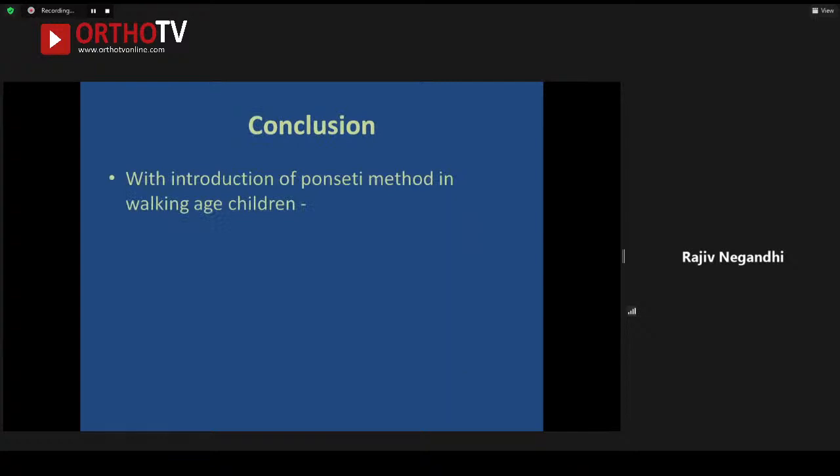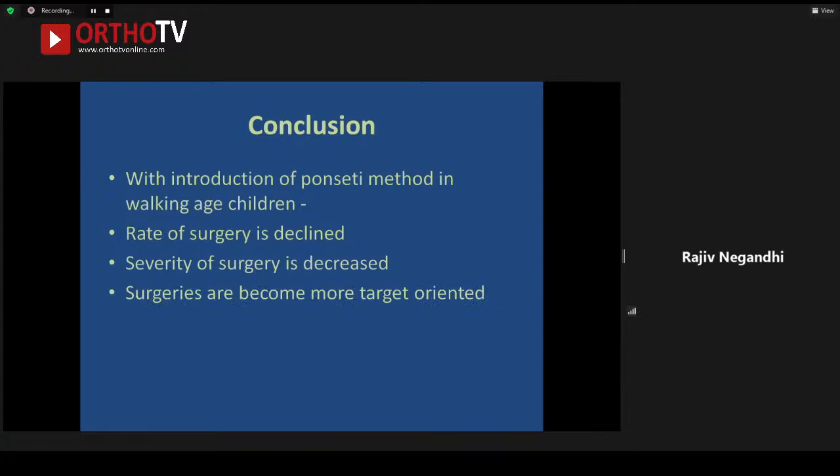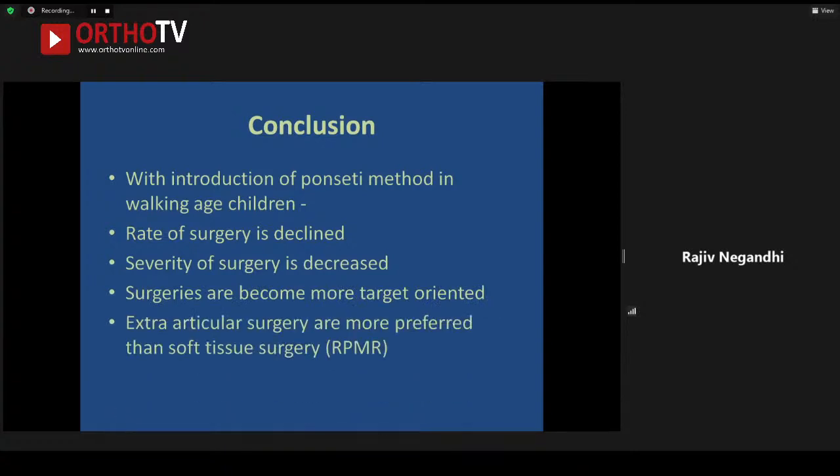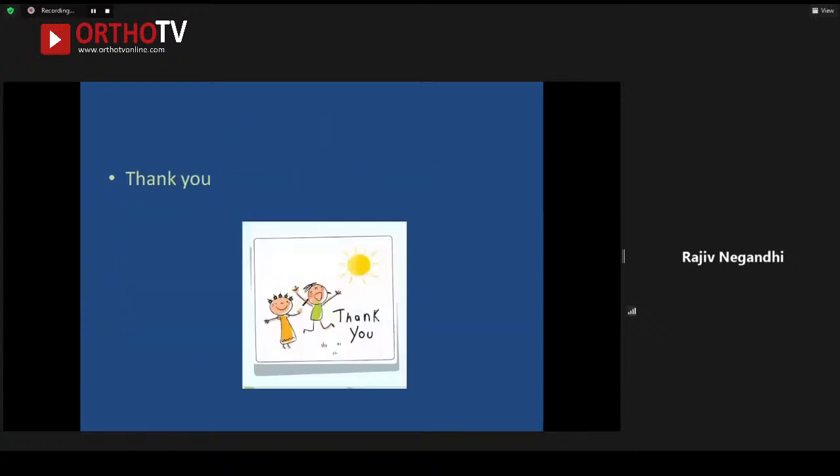So to conclude, with the introduction of the Ponseti method in walking age children, the rate of surgery has definitely gone down. Severity of surgery is also decreased. Surgeries have become more target oriented, and extra-articular surgeries are more preferred than soft tissue surgeries. Thank you very much.